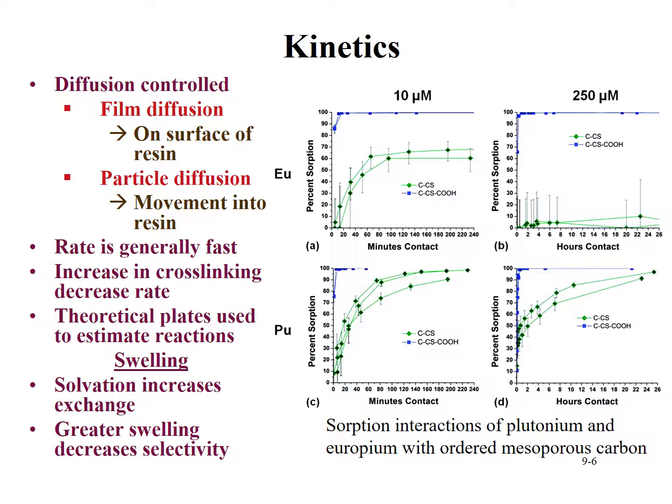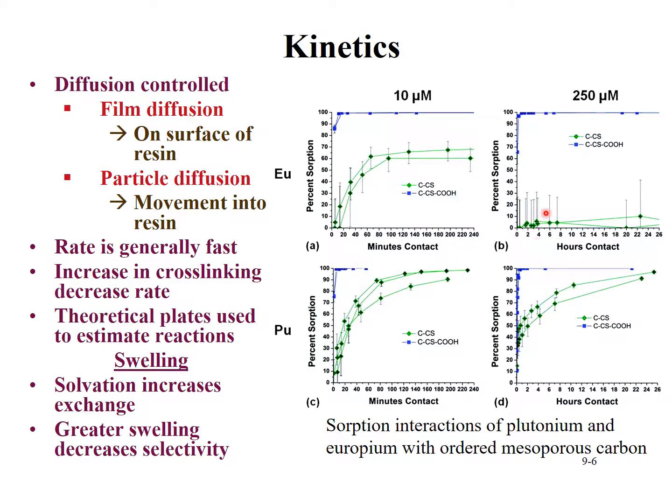And as you can see, there tends to be differences shown here with concentrations and the time that it takes to reach a given plateau. Here for 10 micromole, this plateau time is on the order of tens of minutes for the functionalized mesoporous carbon, and for the non-functionalized, it reaches a plateau around 100 minutes for the europium. And for the plutonium, it's a little bit faster, tetravalent versus trivalent. And then for the higher concentration, we can see that the absorption is even faster for the functionalized.